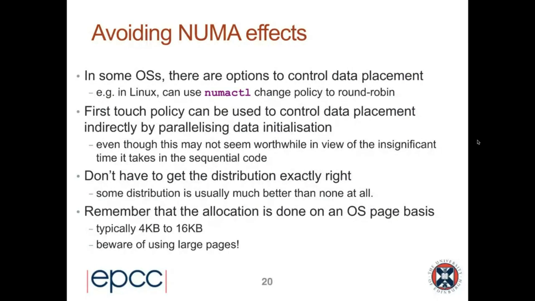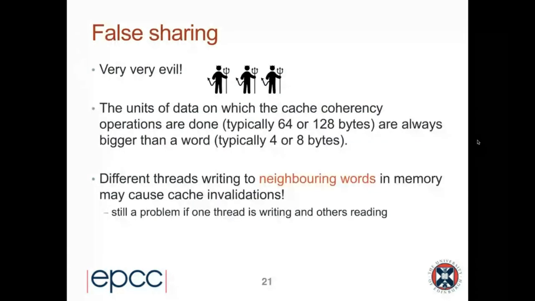Something to remember if we are going to do this is that the allocation is done in units of operating system pages. Typically by default that's a few kilobytes, and 4 kilobytes or 16 kilobytes are common OS page sizes. This may be a reason not to use large pages. Some systems give you the option of running with a much larger page size, of the order of megabytes. But if you do that, it might mean that distributing your data gets harder, because it's being allocated in much larger chunks.